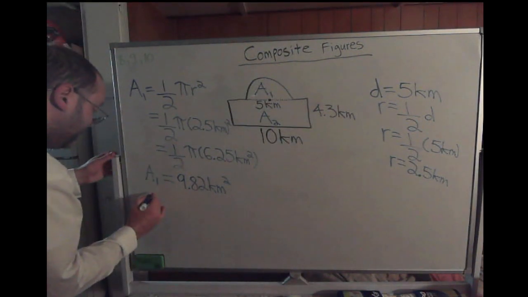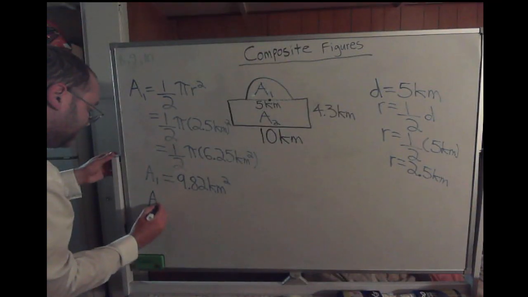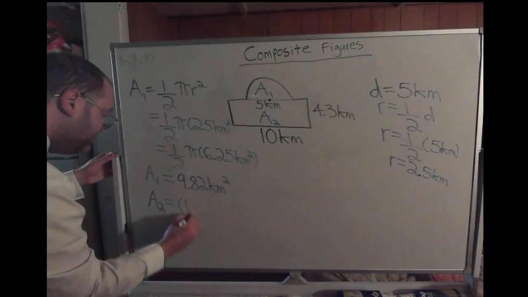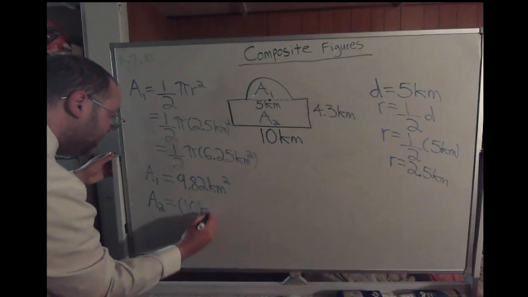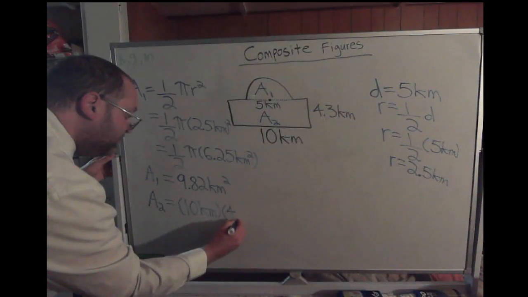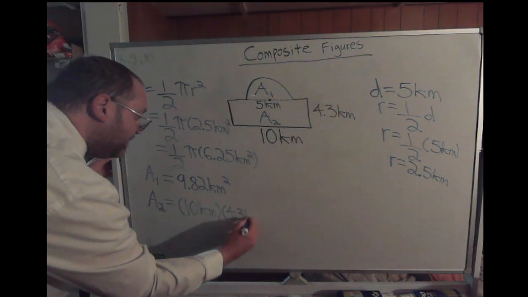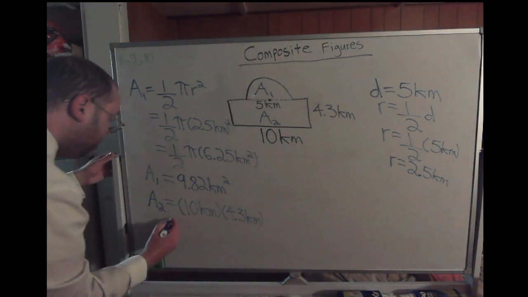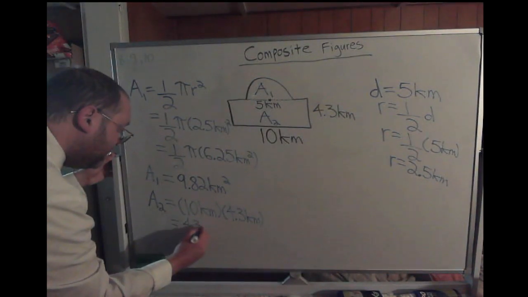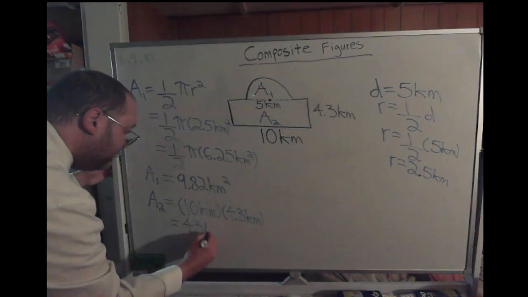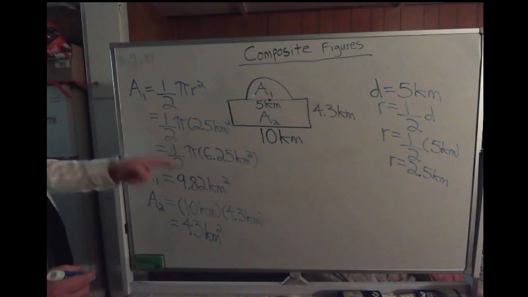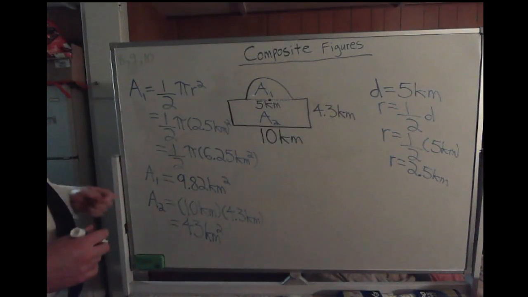Alright, the second area is going to be easy because it's just a rectangle. All you got to do is take that length of 10 kilometers times that width of 4.3 kilometers. Well, we know 10 times 4.3 is 43. Then kilometers times kilometers is kilometers squared. So the area of the rectangle is going to be 43 square kilometers.